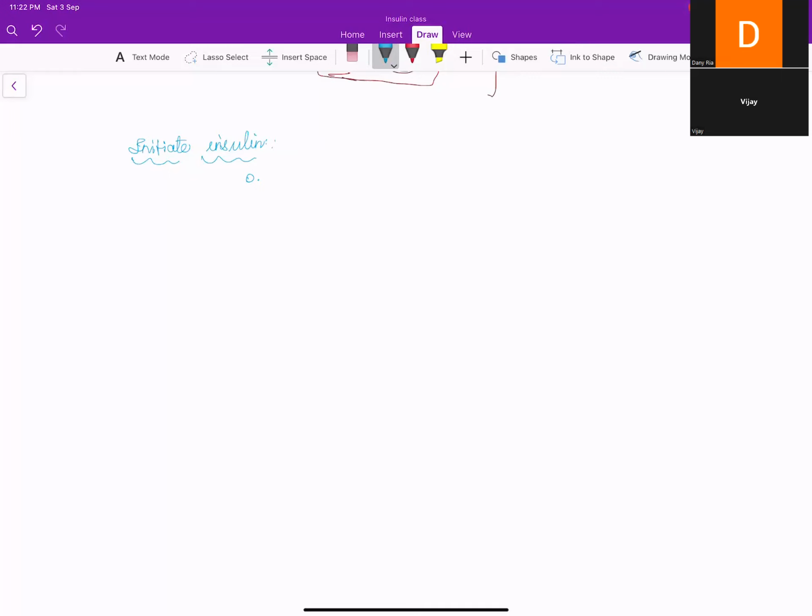What I am going to tell now is the RSSDI protocol. As per that protocol, you have to initiate insulin at 0.1 units per kg per day or 10 units per day. Suppose I'll give an example. A patient comes with 50 kg. You are planning to start insulin. So what is the dose you are going to start? 5 units. Correct. You have started 5 units.